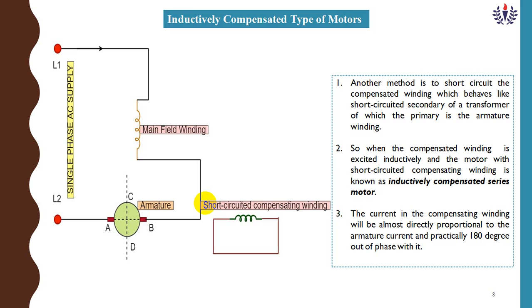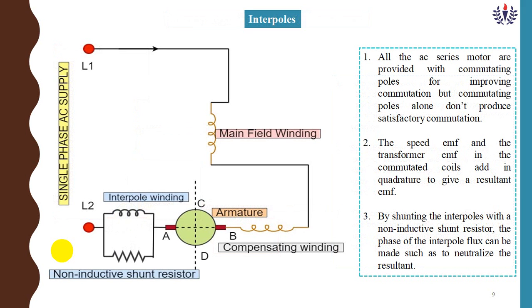The current flowing in this compensating winding is almost directly proportional to the armature current, and the angle here is 180 degrees. In the conductively compensated motor it is 90 degrees, but here it is 180 degrees. And the third one is the interpole.